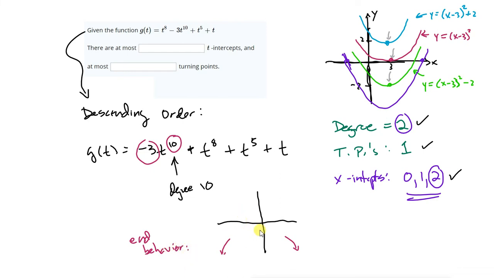In the middle, it's going to be all wiggly because you've got degree 10, and so you're going to have a lot of wiggles. With degree 10, you're going to have a lot of turning points. You're going to have a lot of x-intercepts. So it's going to be complicated, but I know the end behavior is easy. The end behavior is just based on the sign of the leading coefficient and the degree of the polynomial. All right, so let's go on.